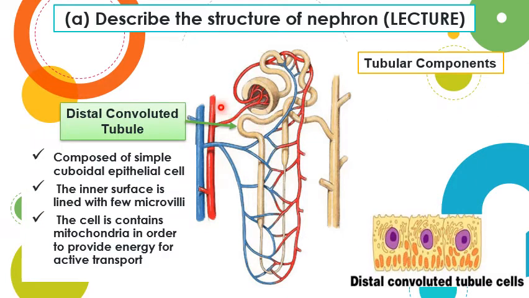After the loop of Henle, the filtrate will enter the distal convoluted tubule. The distal convoluted tubule is composed of simple cuboidal epithelial cells, as you can see in the picture here, where the inner surface is lined with few microvilli compared to the proximal convoluted tubule just now. The cells contain mitochondria, also important for active transport that will occur in this part. And you can see how the distal convoluted tubule is connected to the collecting duct.